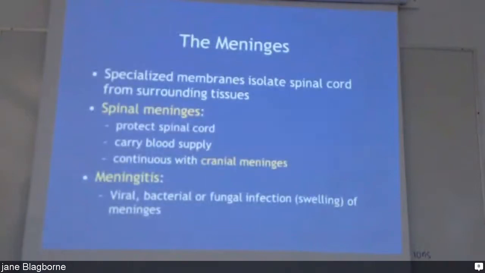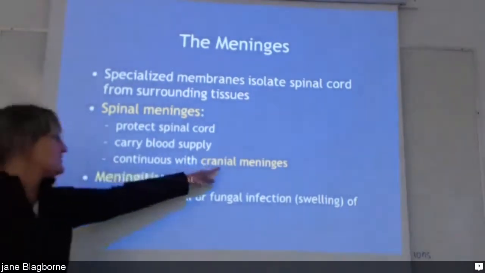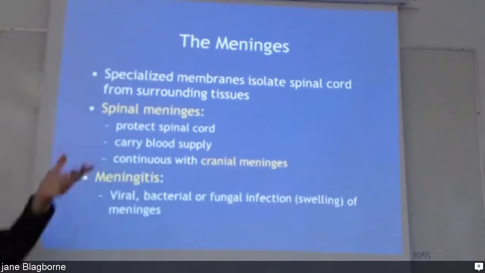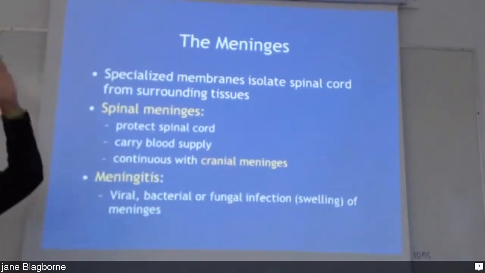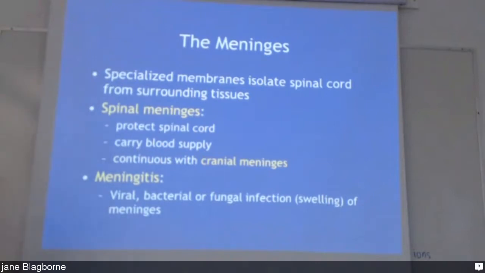So now we're talking about the meninges. The meninges are layers around the spinal cord and actually around the brain too. They isolate the spinal cord from surrounding tissue, they protect the spinal cord, they supply blood, and they are continuous with the cranial meninges, meaning the lining that's around the brain comes around the brain and goes down and around the spinal cord as well. So it's one big, kind of like a balloon around.